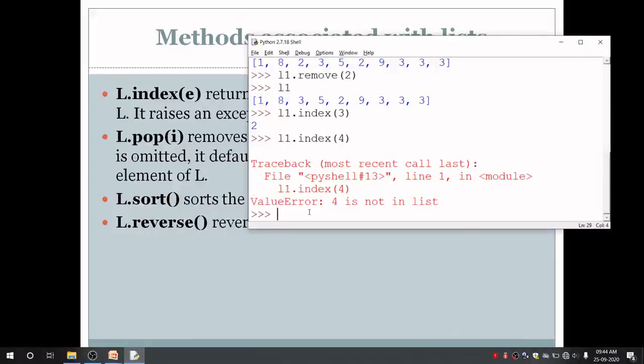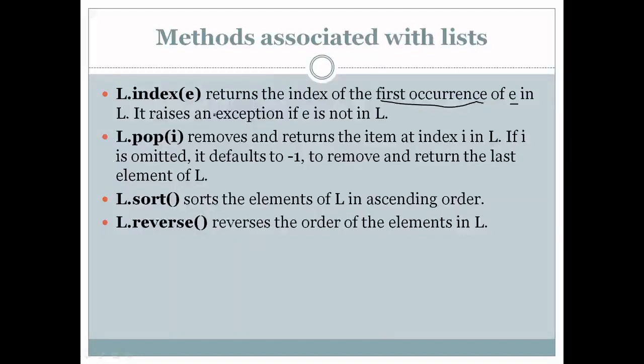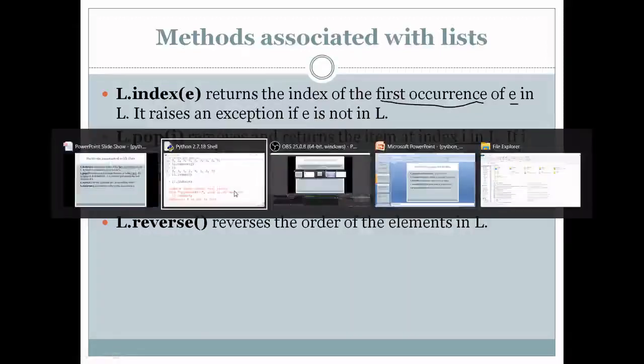Okay, then we have the next method, that is L dot pop. It removes and returns the item at index I in the list. If I is omitted, it defaults to -1, to remove and return the last element of the list. So we have one more method which removes an element, that is pop.